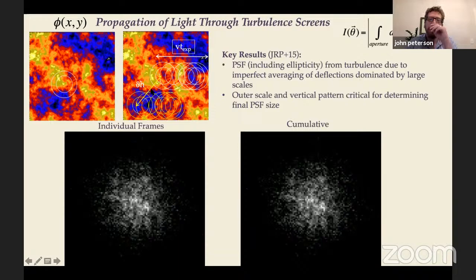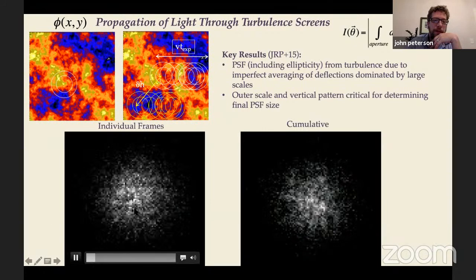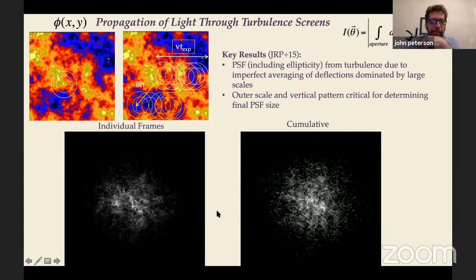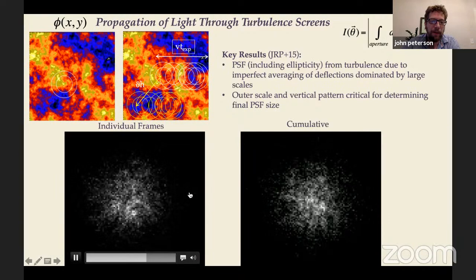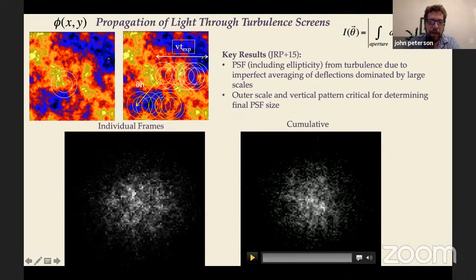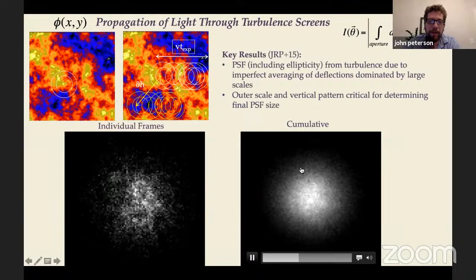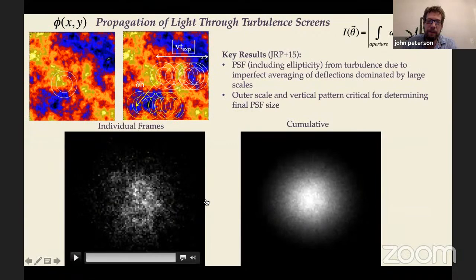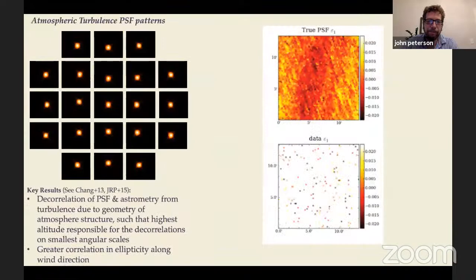You do all that, you realize that, first of all, the PSF, including the ellipticity, is really dominated by how imperfect this averaging is. And if you get an instantaneous point spread function, it looks something like this. You can see both the image motion as well as the size and shape. If you average over a long exposure, you get something like this. You get an imperfect PSF. It approaches a round PSF asymptotically, but for normal situations, it's not always round.